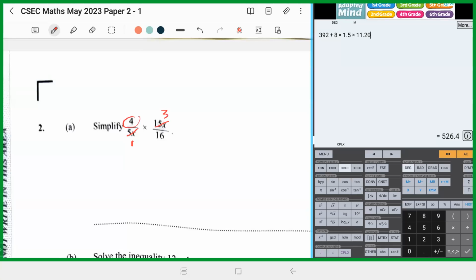And then you're canceling down on the 4 and the 16. So it's 4 into this 1 time, 4 into that 4 times. So the result becomes 3 over 4. This result is 3 over 4.